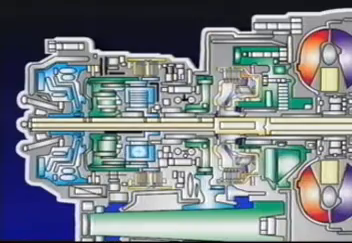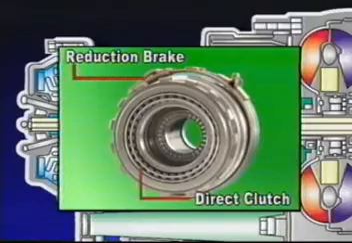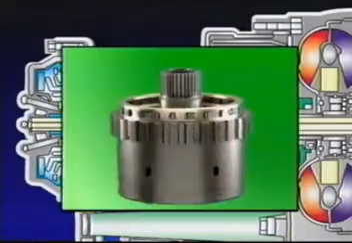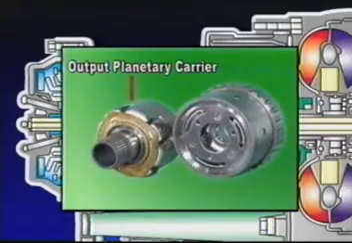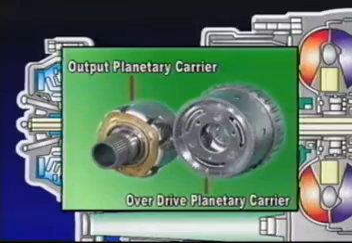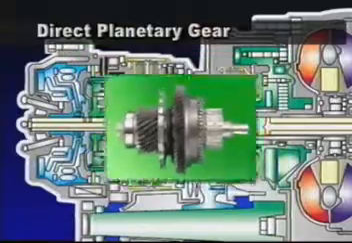In case of 5-speed automatic transaxle, band-type reduction brake and direct clutch and one-way clutch are additionally installed as sub-transaxle besides 4-speed automatic transaxle. Simpson-type planetary gear consists of 2 sets of carriers. These are output planetary carrier and overdrive planetary carrier. For 5-speed Hivec automatic transaxle, direct planetary gear is additionally installed to the sub-transaxle.